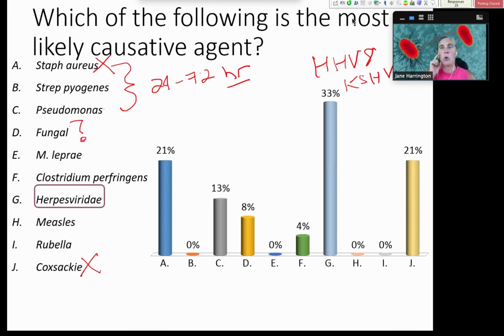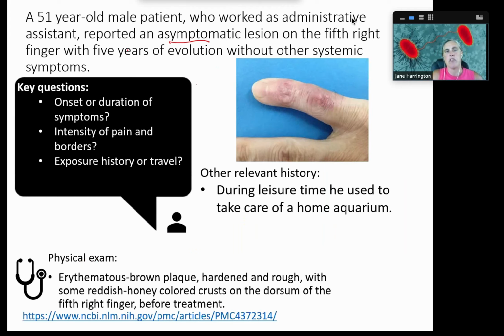Okay, so this one, I already gave you this vignette, so I'm going to run through it quickly. A 51-year-old male patient who works as an administrative assistant reported an asymptomatic lesion, so there's no pain associated, on the fifth finger with 5 years of evolution. Something very atypical is going on, and so that duration is very important. What were they exposed to? I'm going to highlight the major clue right here. This is not a common infection.